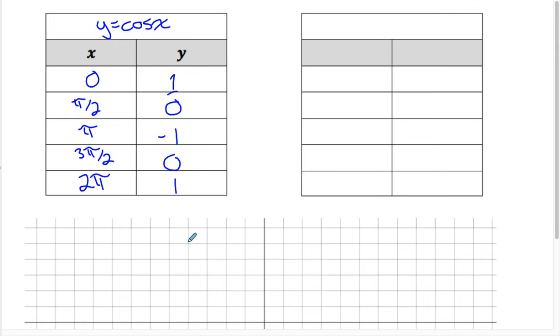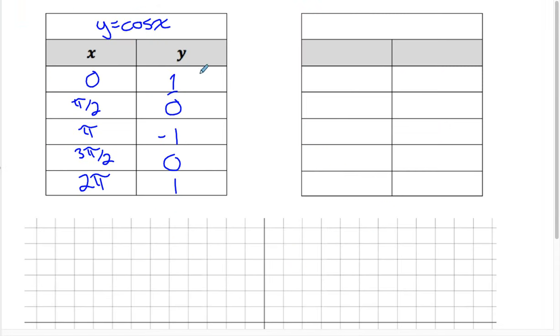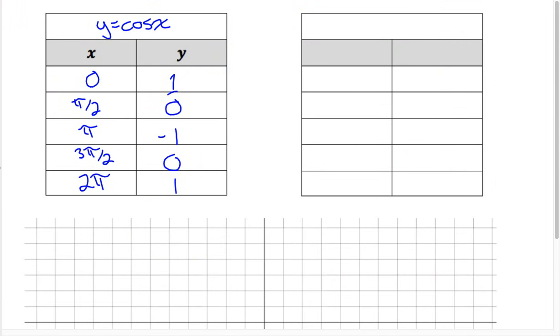If you forget these values, you can use your unit circle, or you can ask your calculator. Cos pi over 2, your calculator knows it's 0. If we want to graph the transformed function, we'll do the proper transformations to these points. So what's happening to x? It's being horizontally compressed by a half and right pi over 6. We have to do x over 2 plus pi over 6.